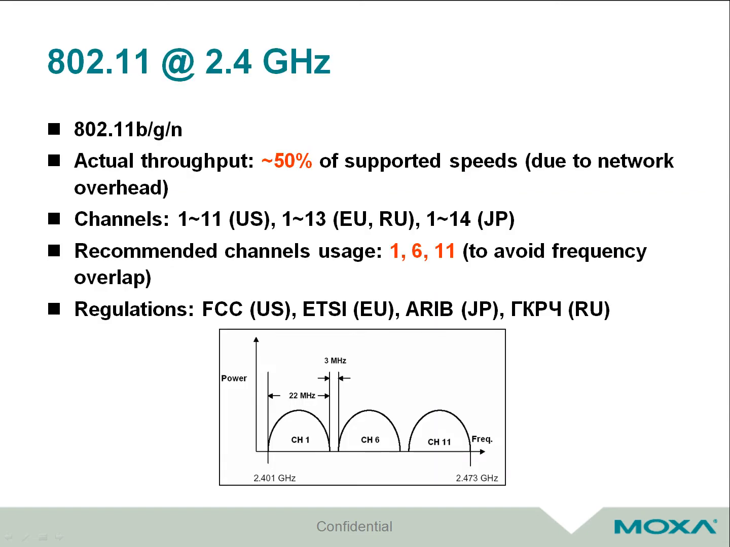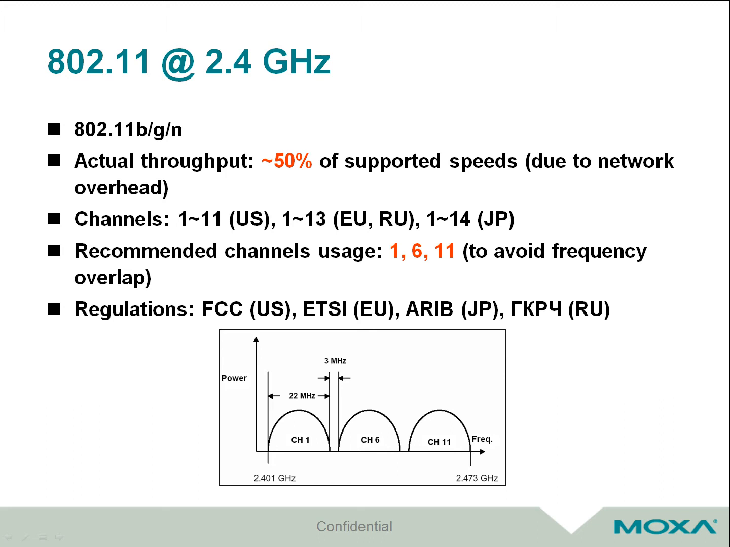The 2.4 GHz range is used by B, G, and N standards. The range is divided into 14 channels. Each one has around 20 MHz width. However, depending on local regulations, some channels may be restricted for use.